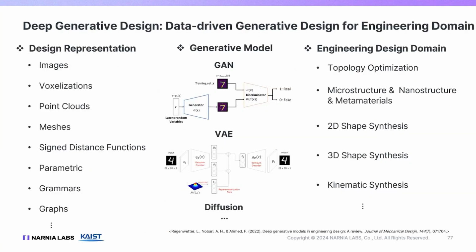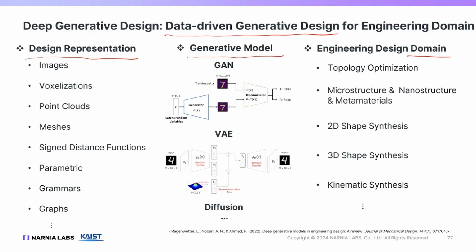However, in order to overcome the various limitations that still exist today in parametric design and topology optimization, the field of engineering is currently very actively researching generative design based on data. First of all, if you are looking to conduct research in this area, there are three critical factors that you must carefully consider: how to effectively represent the design, which generative model is best to use, and in which domain it will be applied. So from this perspective, a variety of studies are being conducted.